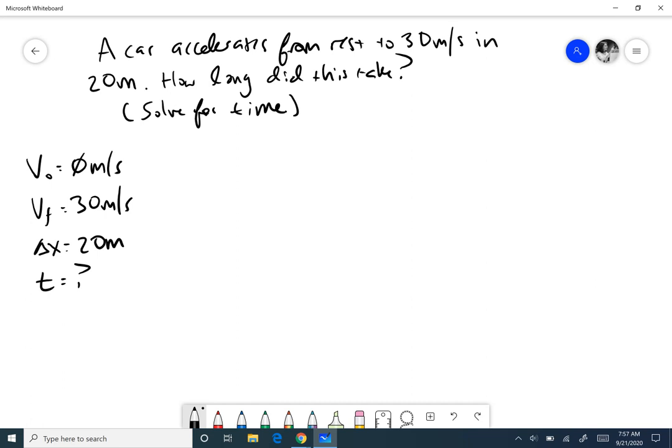So we need an equation that has velocity initial, velocity final, delta x, and time. I think we're going to have to solve for acceleration again in order to figure this out. So let's go ahead and do that first. We know that velocity final squared equals velocity initial squared plus 2a delta x. So we know everything here but acceleration, and we're going to need acceleration to solve for time. So let's solve for acceleration.